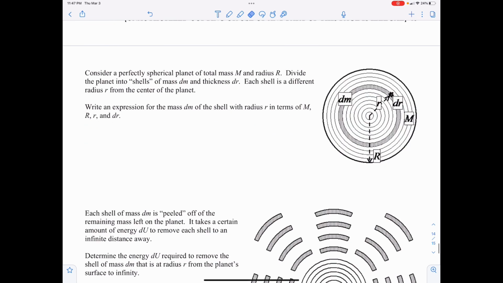Consider a perfectly spherical planet of total mass m and radius r. Divide the planet into shells of mass dm and thickness dr. Each shell is a different radius r from the center of the planet. Write an expression for the differential mass dm of the shell with radius r in terms of the entire mass of the planet, the radius big R, little r, which is the radius of each shell, and dr, the differential radius thickness.